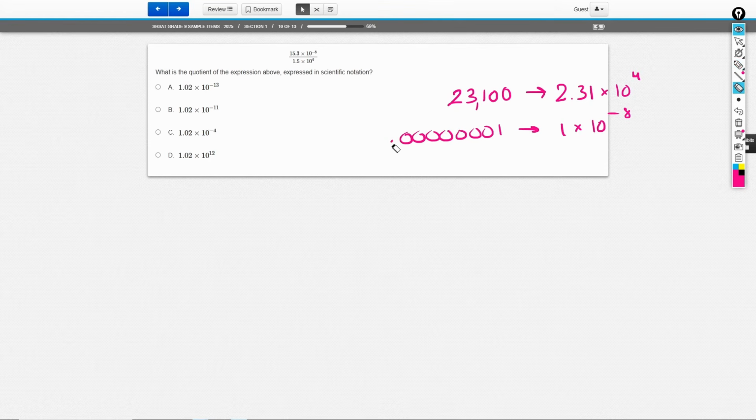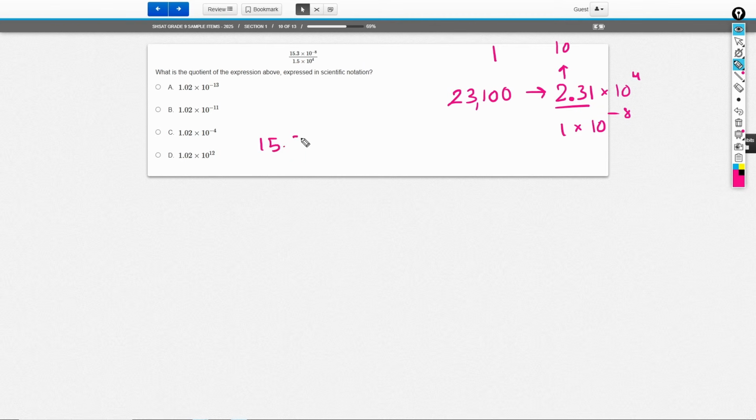Essentially, in this format, we have the number, and this number always has to be between 1 and 10. So it has to be less than 10 but bigger than 1. And finally, the exponent has to tell us how many zeros are going to be behind the decimal point or in front of the decimal point.